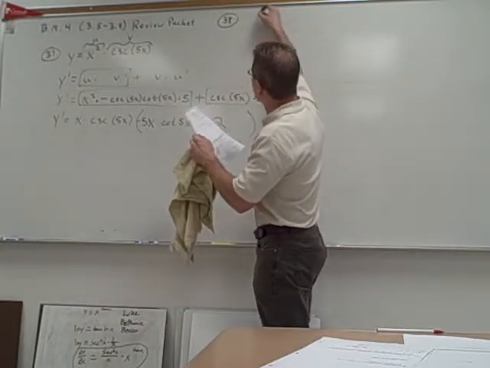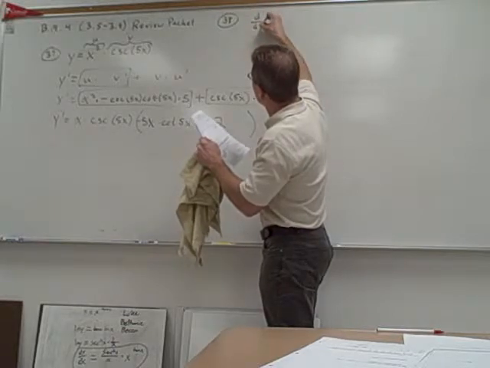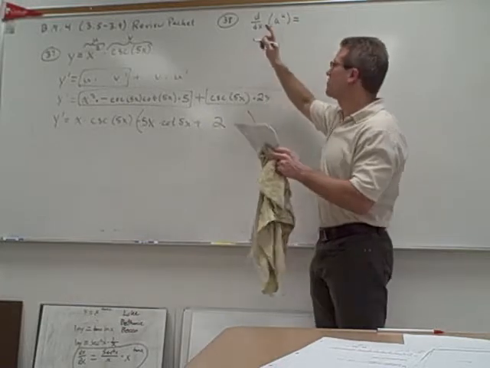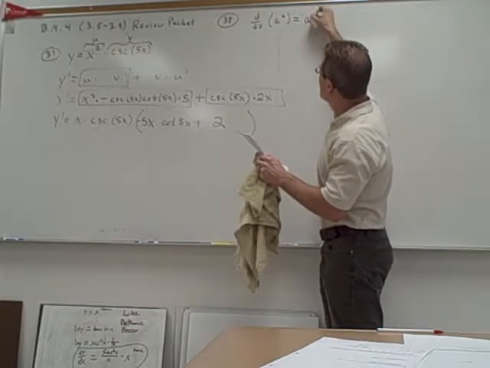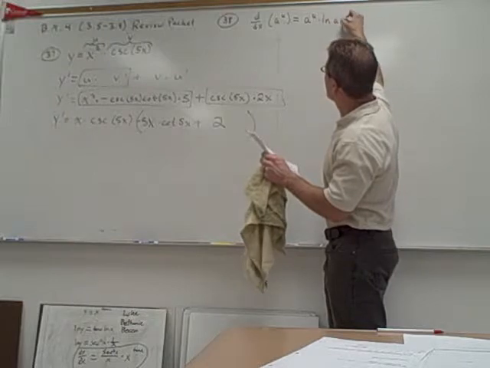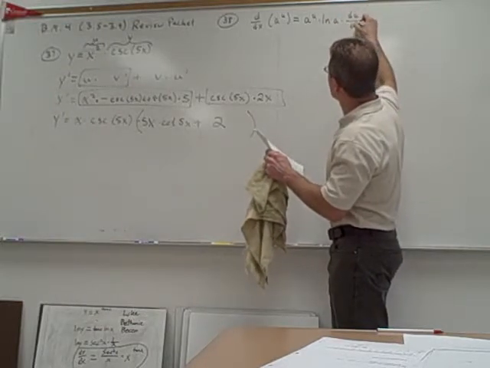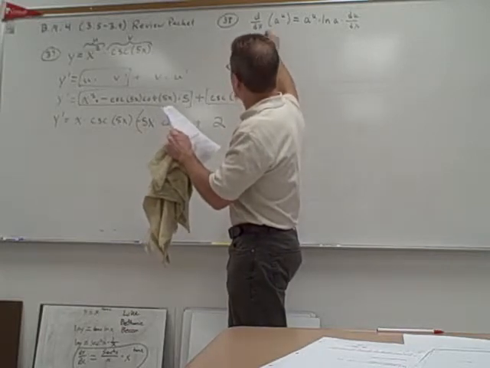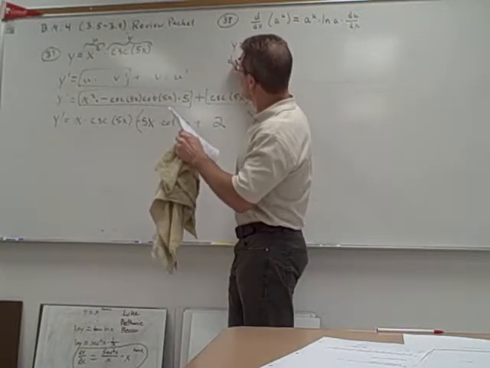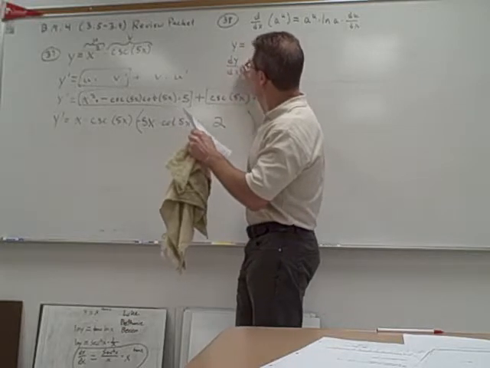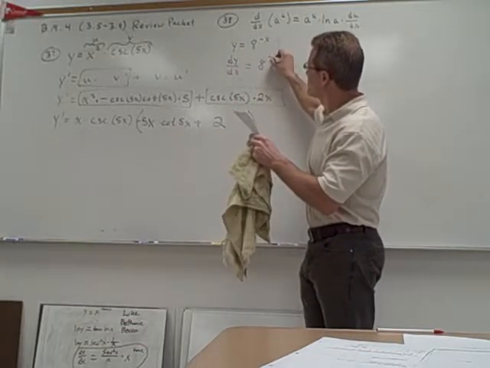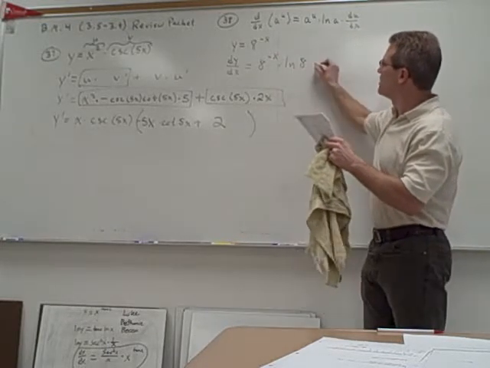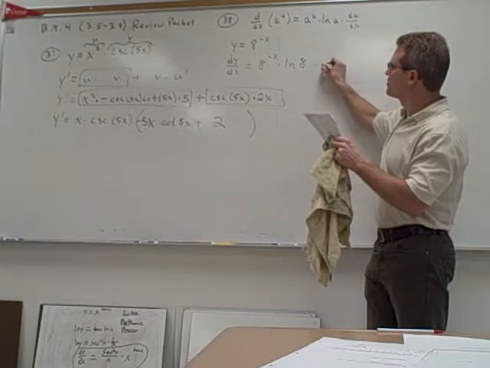Just a reminder that derivative of a to the u, this is a formula that will be on your formula sheet. You don't have to memorize this one. It is a to the u times the natural log of a times the derivative of u. So on 38, if y equals 8 to the negative x, then your derivative, dy over dx, will just be 8 to the negative x times the natural log of 8. 8 is your a in this problem. And then times the derivative of negative x, which would be negative 1.